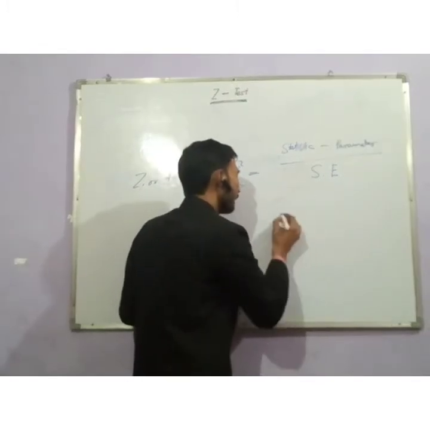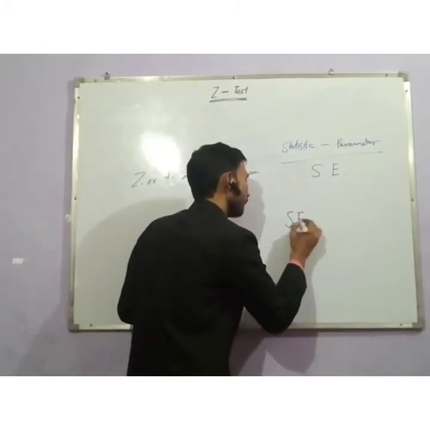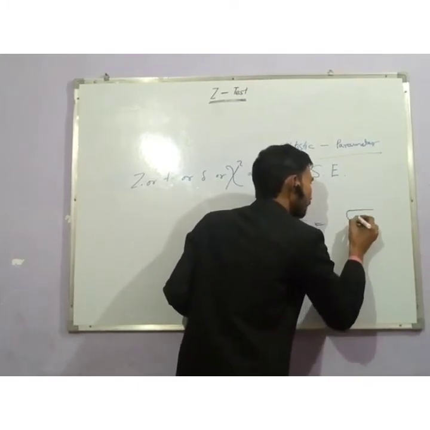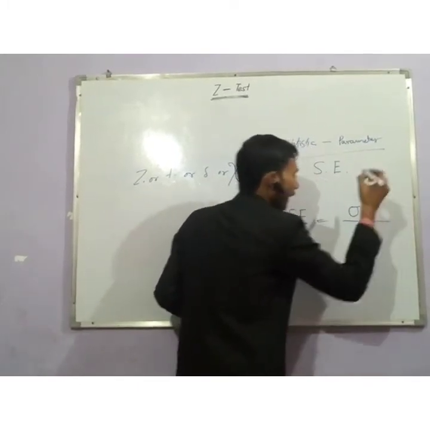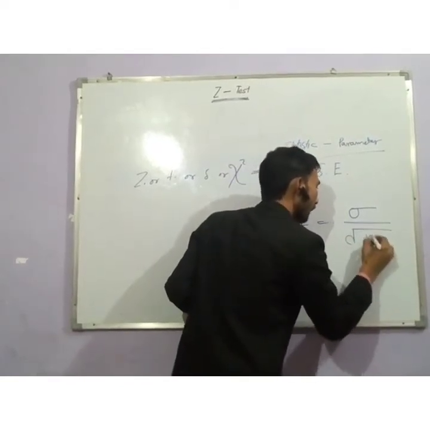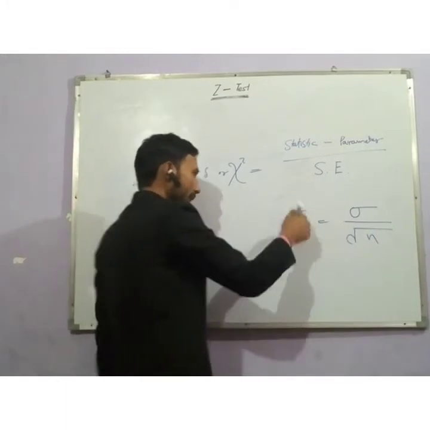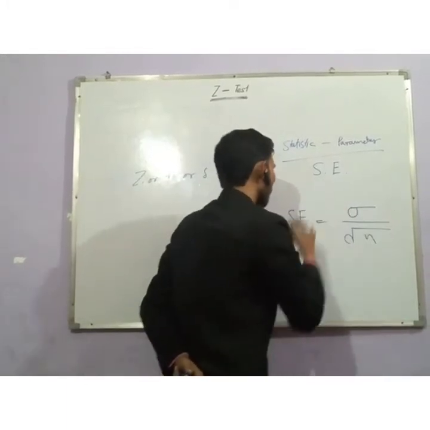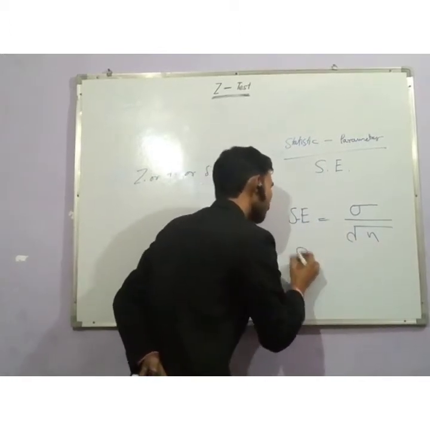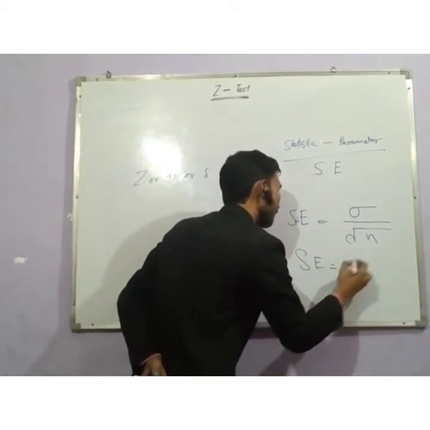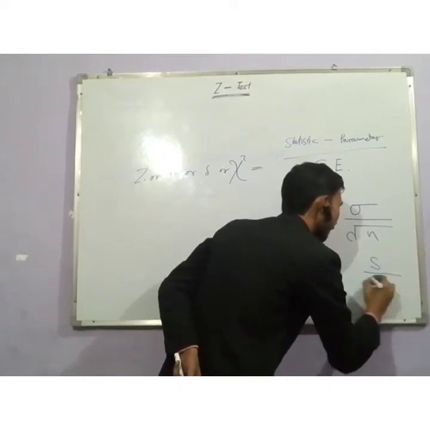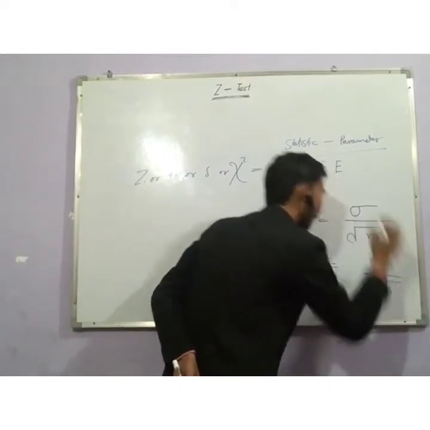The standard error formula is standard deviation divided by under root n. That is the standard error for the population. Suppose the standard error of the sample mean is s divided by under root n.